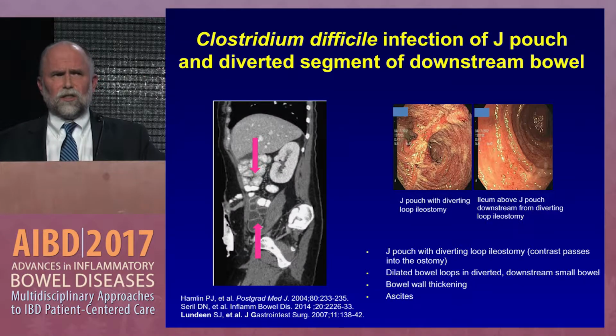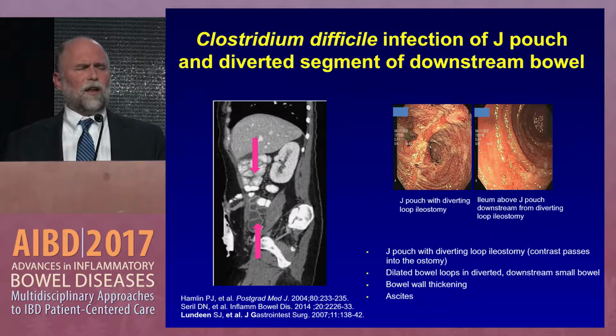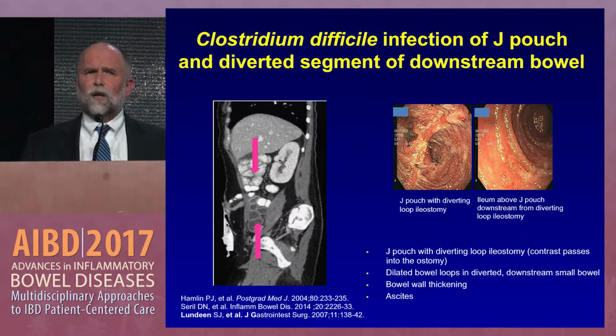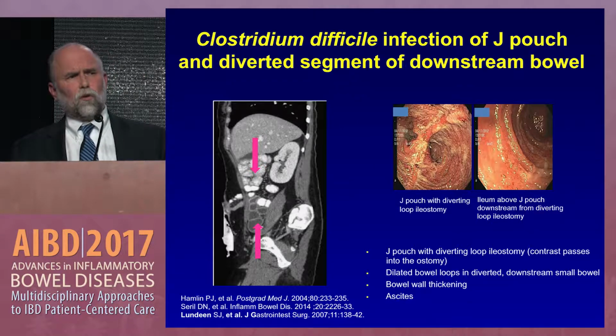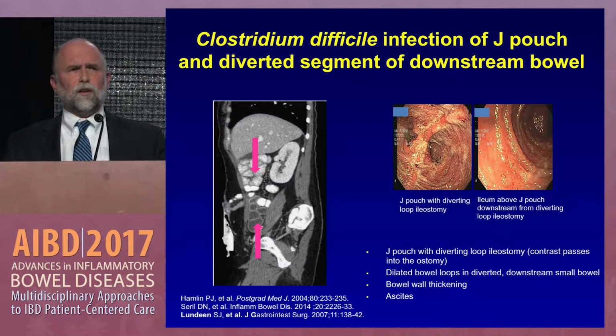In general, C. diff enteritis, C. diff infection of the small intestine, had incredibly high rates of mortality because we weren't looking for the infection. This was a post-mortem diagnosis historically. We need to be aware that C. diff is not only a disease in the colon, it can be a disease of the neocolon in the J-pouch, and there can also be a C. diff infection of the small intestine in patients with an end ileostomy.